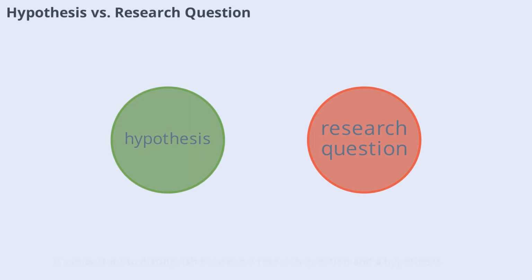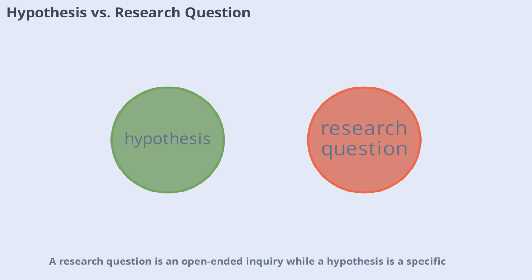It's important to distinguish between a research question and a hypothesis. A research question is an open-ended inquiry, while a hypothesis is a specific, testable prediction. For example, your question might be, does exercise reduce blood pressure? And your hypothesis could be, 30 minutes of daily walking lowers blood pressure in adults. Understanding this distinction helps you design your study appropriately.